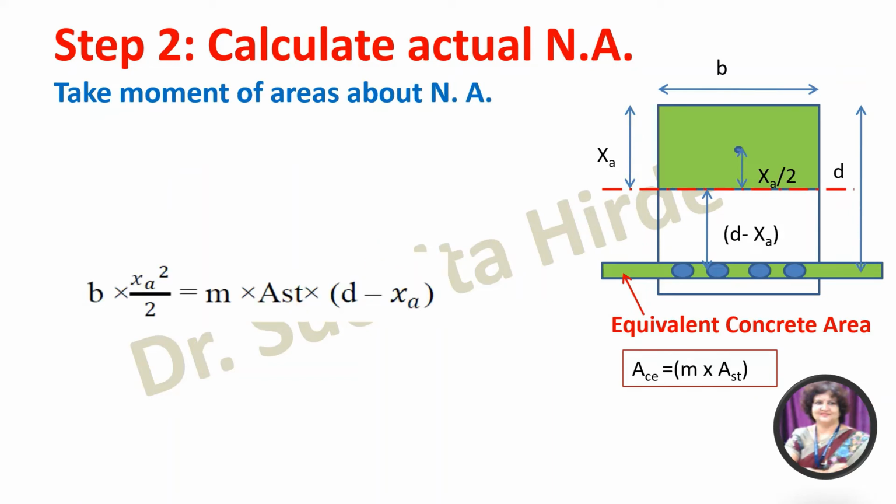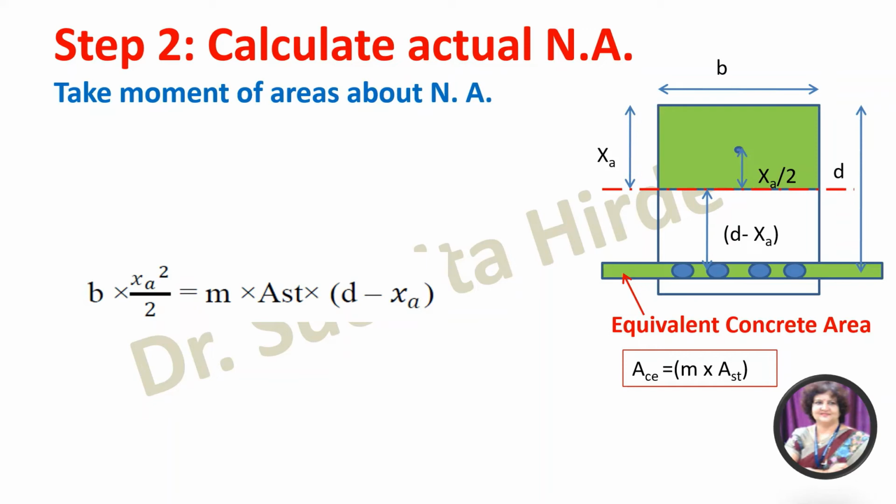Now for top portion, what is area? Area is B into XA, where it will act at XA by 2 from the neutral axis. So what is the moment? Area is B into XA multiplied by XA by 2. So it is BXA square by 2. On the left side, you can see BXA square by 2. Then on right side, we take moment of equivalent area. What is area? Area is M into AST. And what is its distance from neutral axis? It is D minus XA.